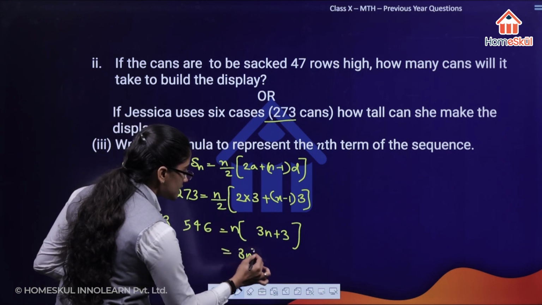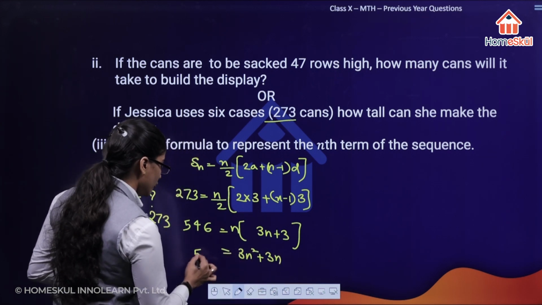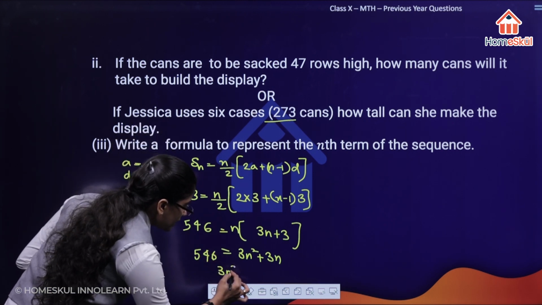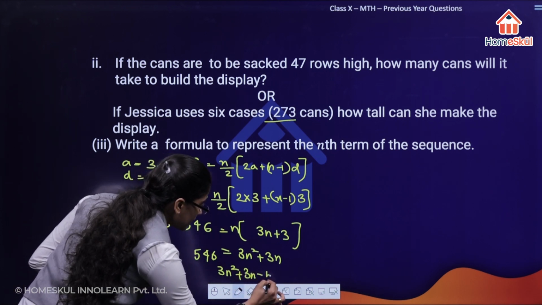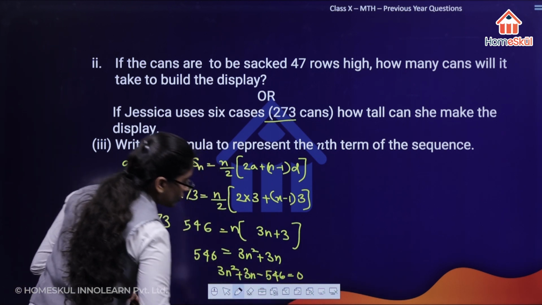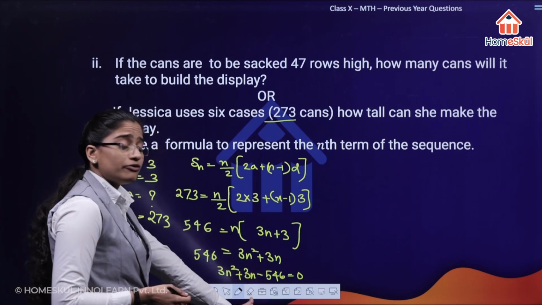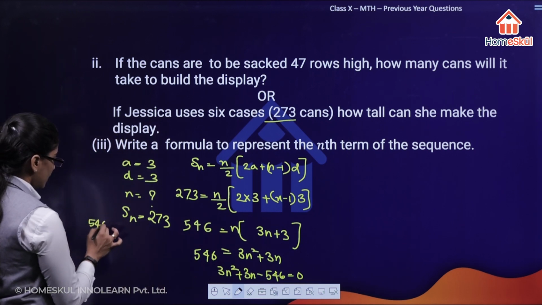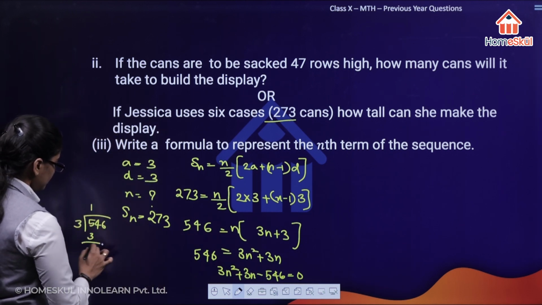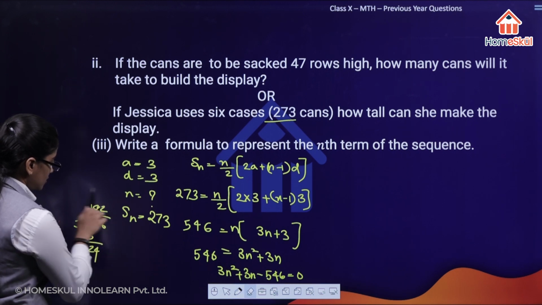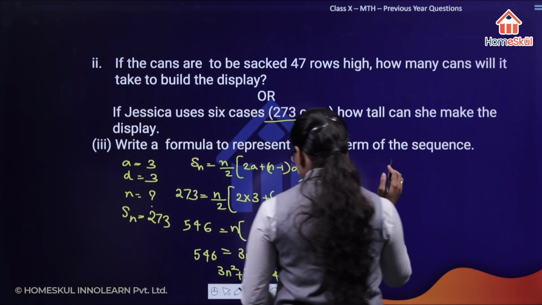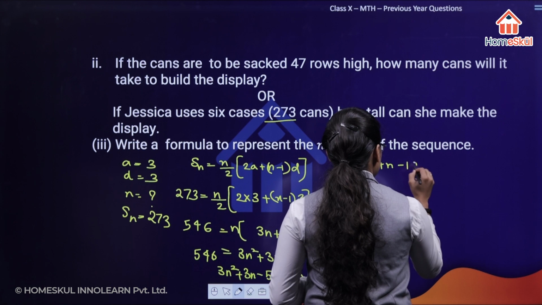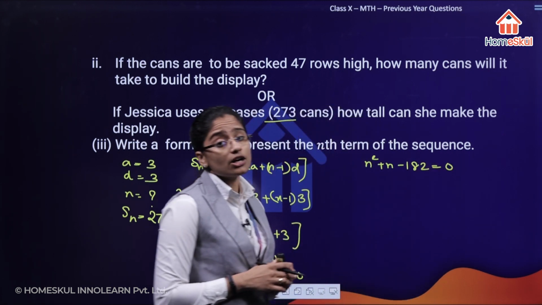Opening the bracket, 3n square plus 3n is equal to 546. Bringing into standard form, we will be getting 3n square plus 3n minus 546 is equal to 0. The sum of digits is divisible by 3, thus the number is divisible by 3. So 546 divided by 3 is 182, right? So dividing the whole equation by 3, we will be getting n square plus n minus 182 equal to 0.